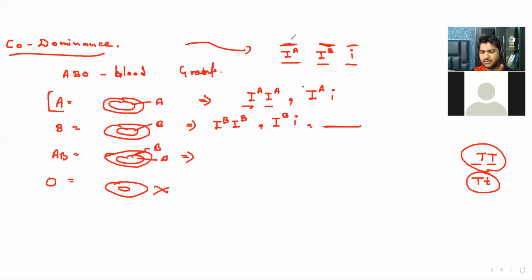Oh no. Why? Because it's not B. It won't be the B blood group. AB blood group, you have to guess. AB blood type means you have both. So what do you think? IA, IB, or IAIB. Are you sure?